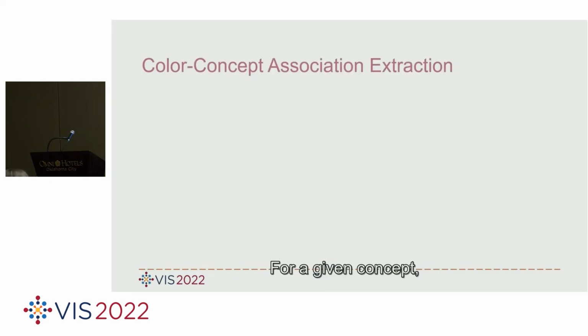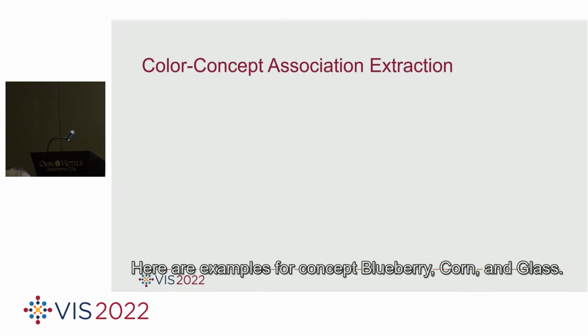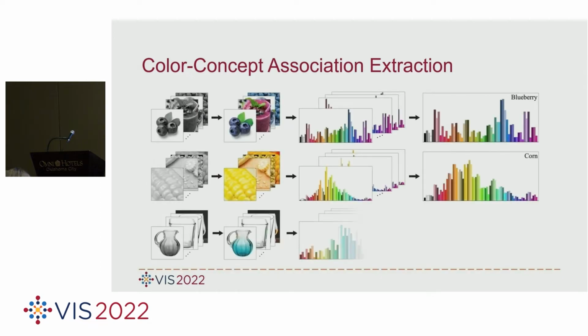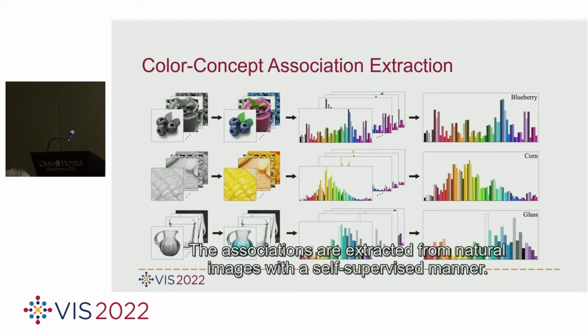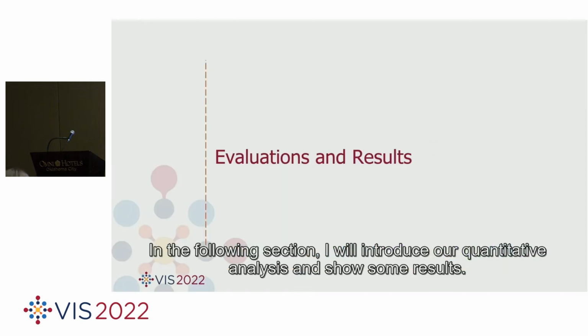For a given concept, color concept associations are obtained by aggregating color ratings extracted from a set of images. Here are examples for the concepts blueberry, corn, and grass. The associations are extracted from nature images in a self-supervised manner. In the following section, I will introduce our quantitative analysis and show some results.